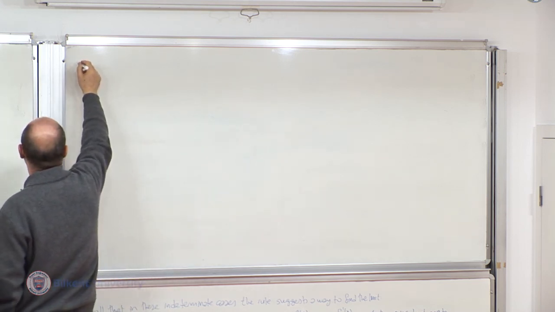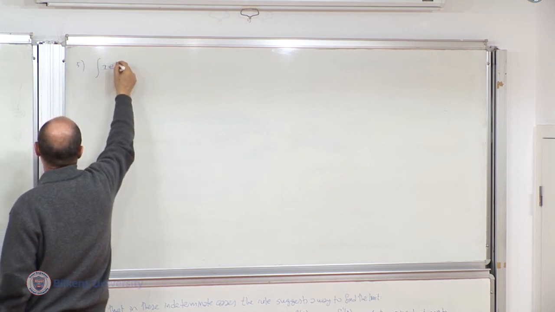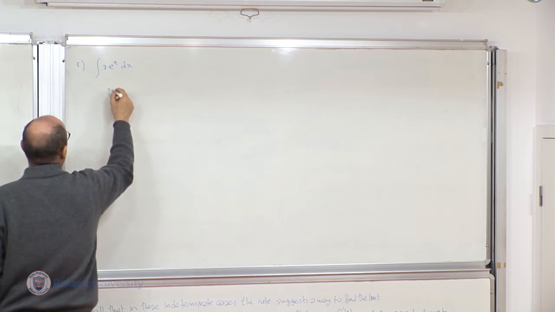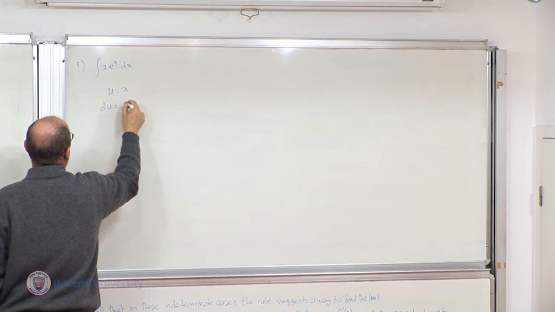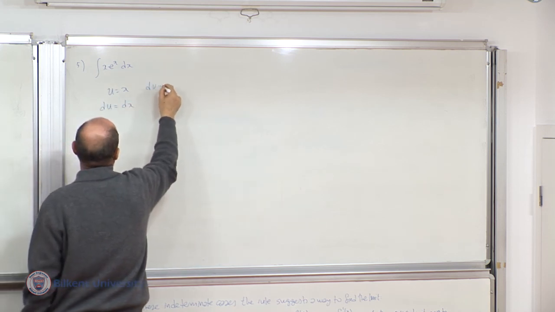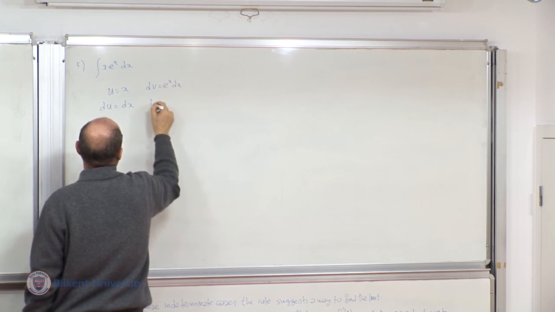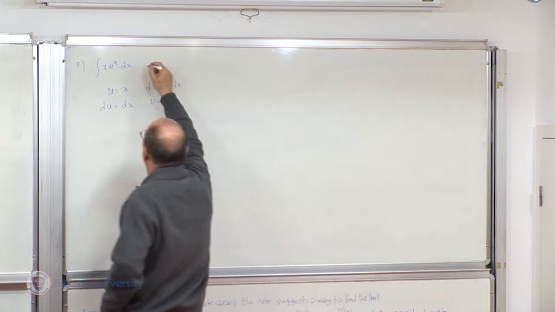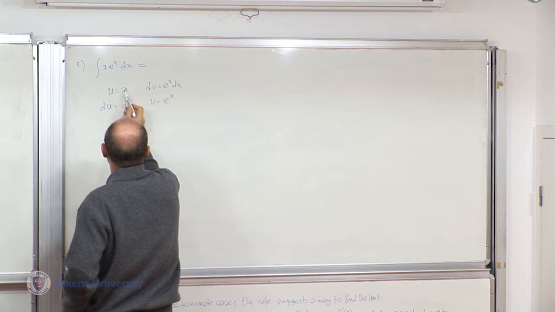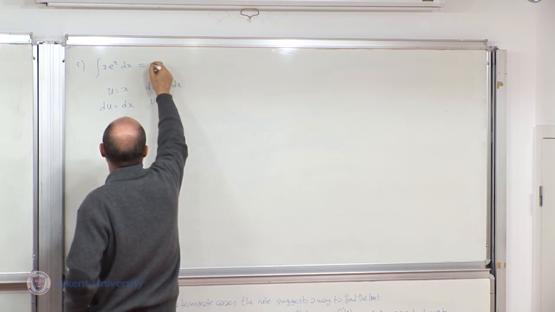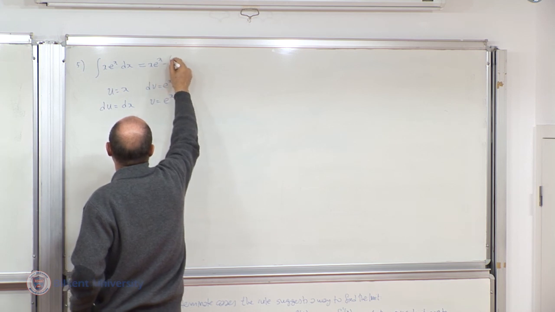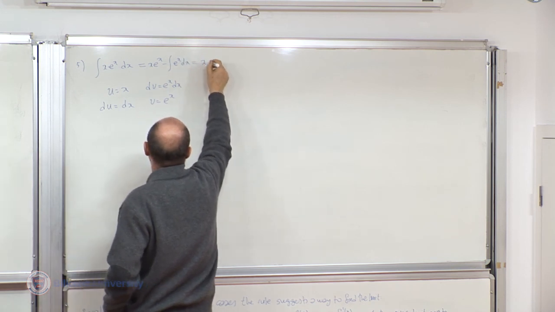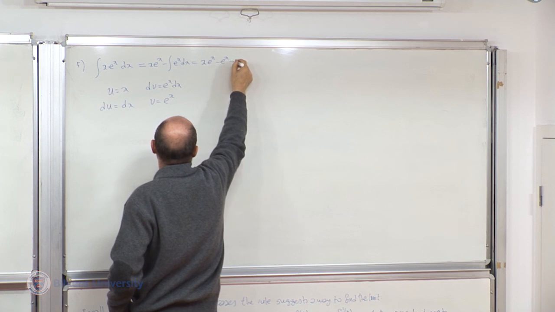So, integral x e to the x dx. Okay. So here let's try u equals x because du is very simple. Then dv is e to the x dx, and v becomes e to the x because the derivative of this is e to the x. Okay, so by integration by parts, I multiply these cross terms, x e to the x minus integral of this line, e to the x dx, which is now easy, x e to the x minus e to the x plus c.